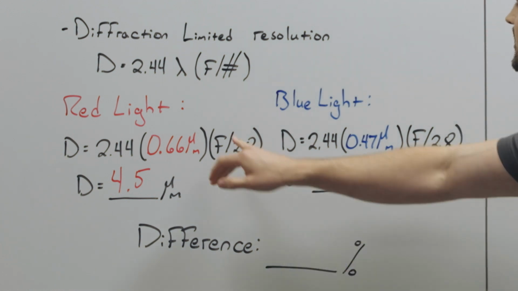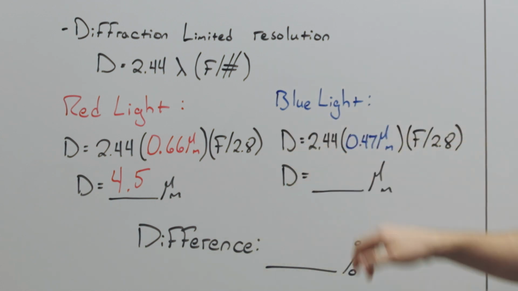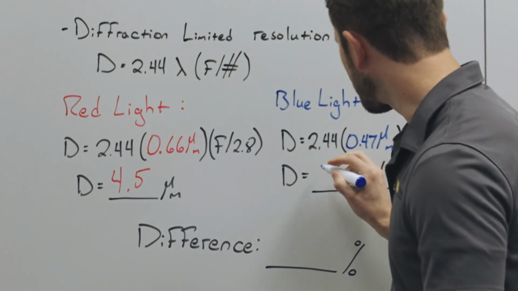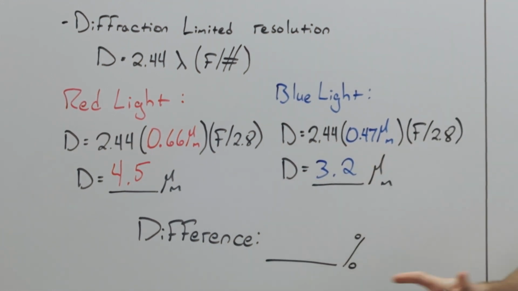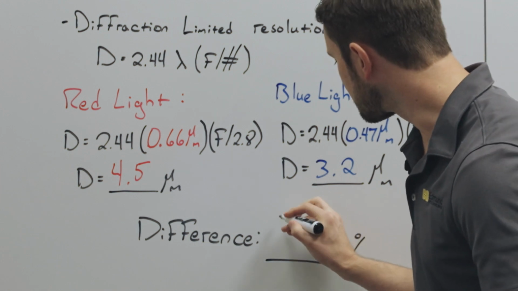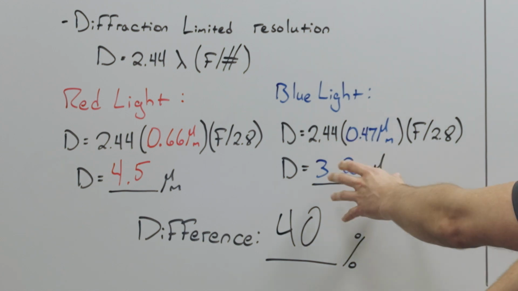So that's going to be the diameter of that spot that our lens is forming. Next, if we look at what's going to happen with blue light, we can take 2.44, multiply it by 0.47. Again, it's a pretty common LED wavelength there. And then multiply again by our f2.8 so that we're comparing apples to apples here. And what we wind up getting is a spot size of 3.2 microns. So that's a tremendous difference in terms of our size. It actually turns out to be an absolute difference there of about 40%.